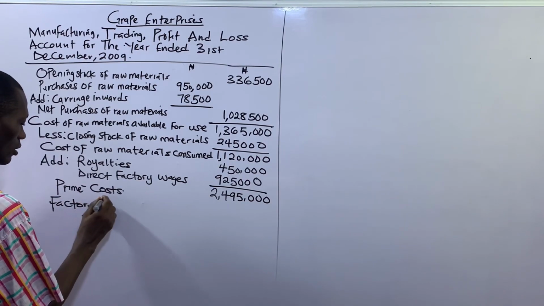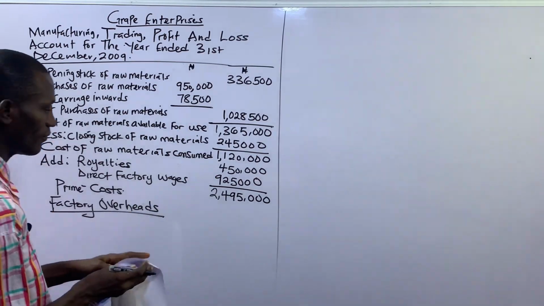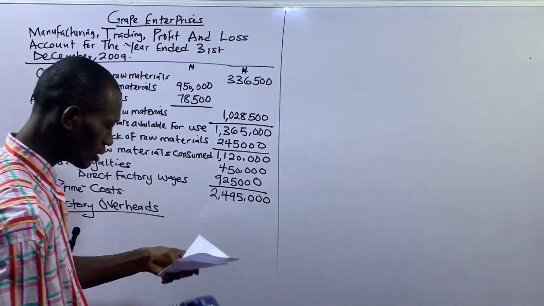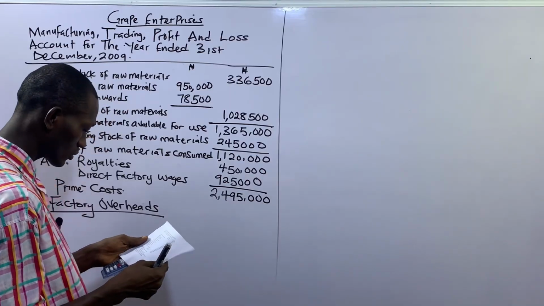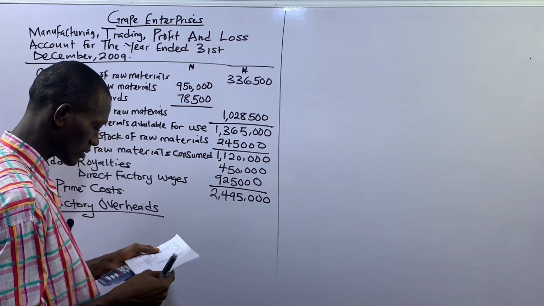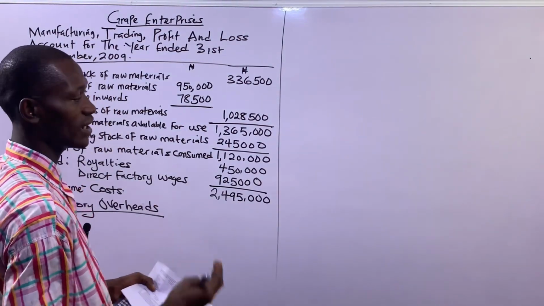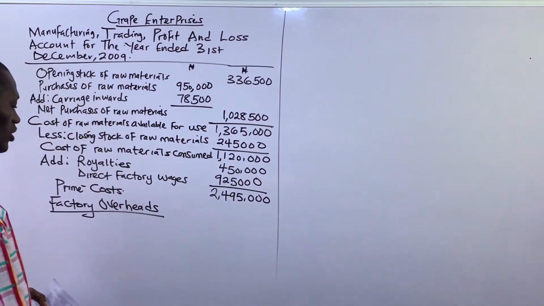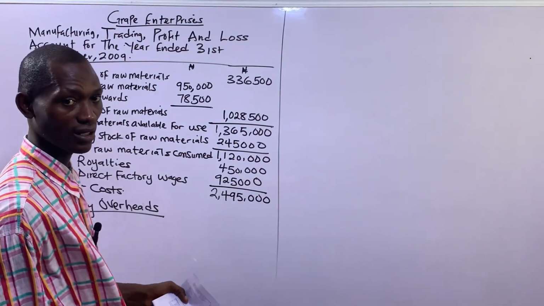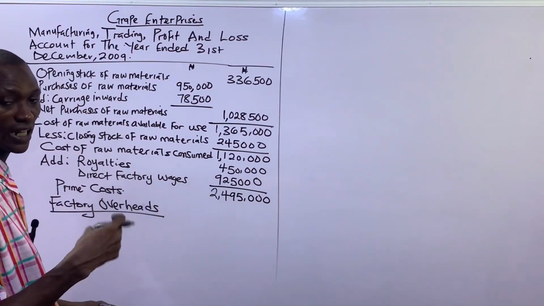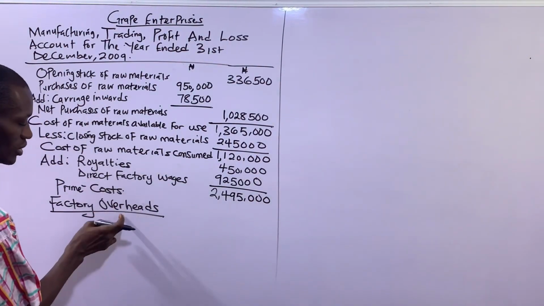Factory overheads. So we're given indirect wages. Indirect wages are costs that are incurred in the factory. So any indirect costs. Don't forget, we did say overheads is the same thing as indirect costs. So wages that has been given there as indirect is factory overhead, is indirect cost. So overheads are indirect cost.